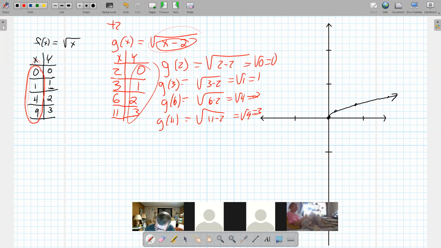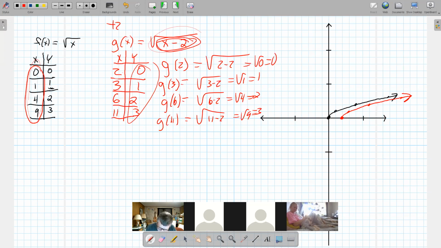Okay, let's see what this graph looks like. X is 2, y is 0, x is 3, y is 1, x is 6, y is 2, and x is 11. Let's see. It's right here. So we get this graph. Notice what the graph looks like. It shifted 2 units to the right. So having a minus 2 in there shifted the graph 2 units to the right. And we'll talk more about that later.